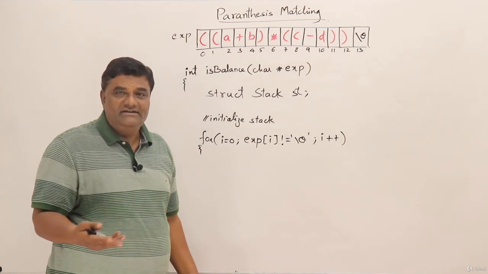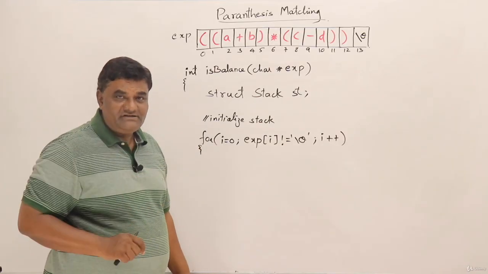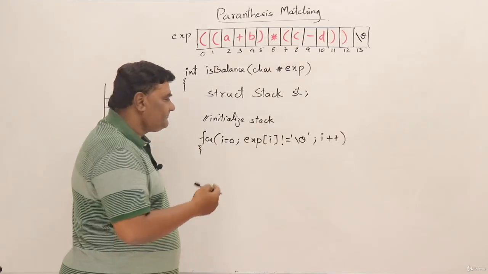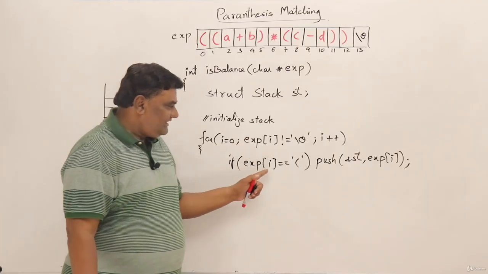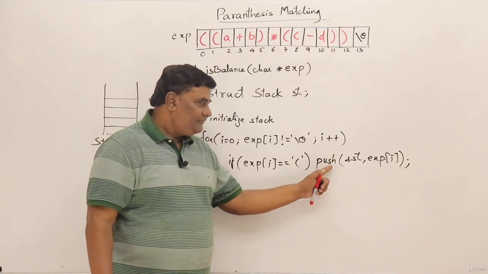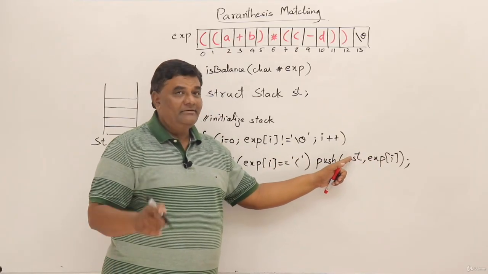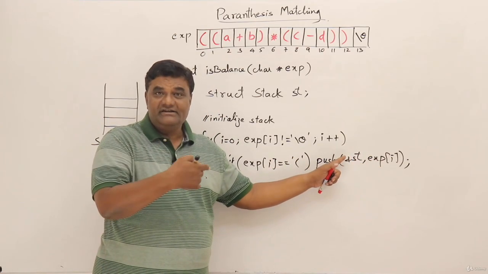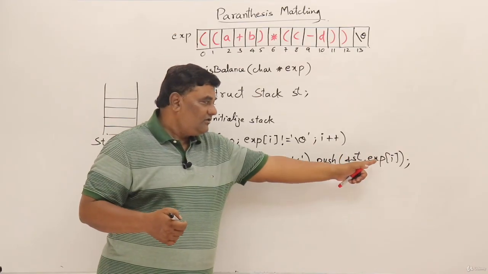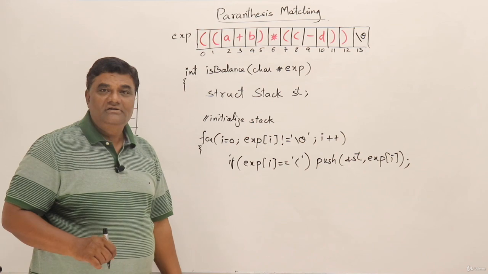Now inside this, while scanning, what do we have to do? If it is an opening bracket, push it into the stack. Let me write that. Here, if expression of i is equal to the opening bracket symbol, then push it into the stack. The stack name is st. I am sending it by reference, that is, I am sending the address of the stack and also the symbol, whatever the symbol is.